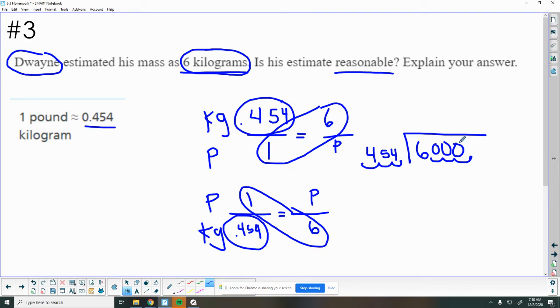So we're going to do 454 into 6,000. So you need to see how many times 454 goes into 6,000 and decide, is that a reasonable amount for Dwayne to weigh?